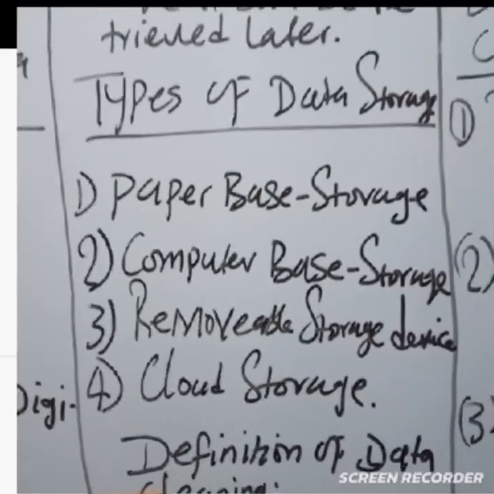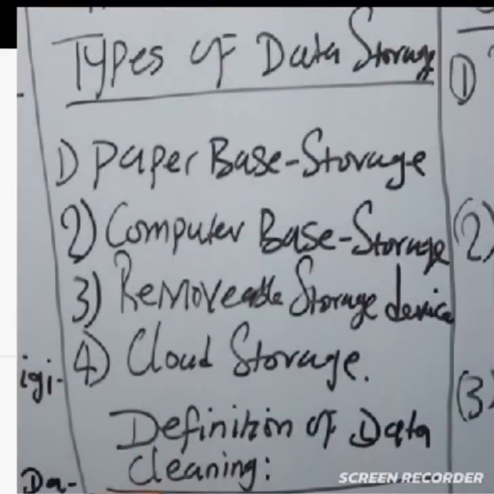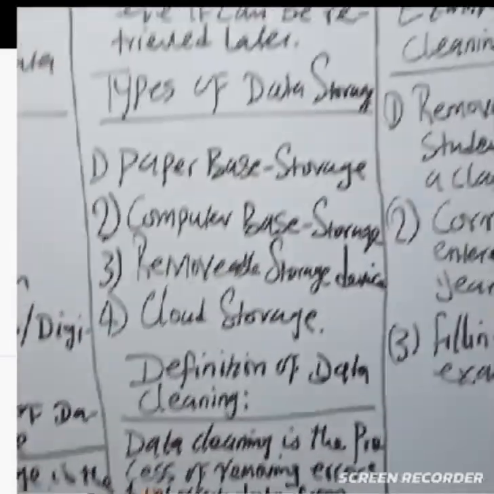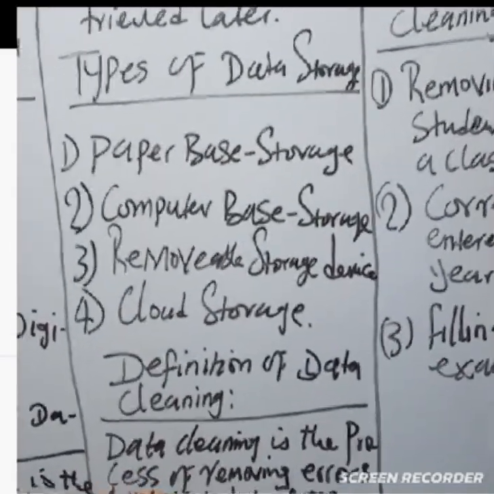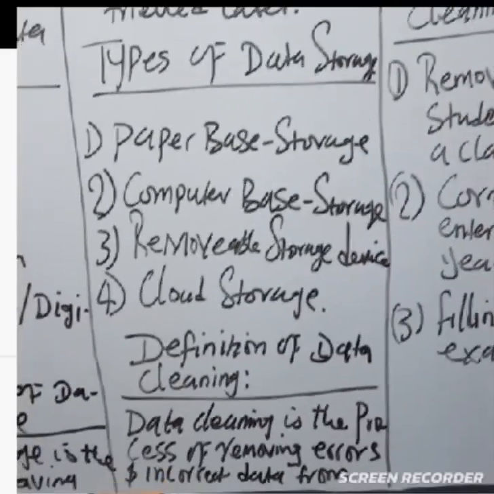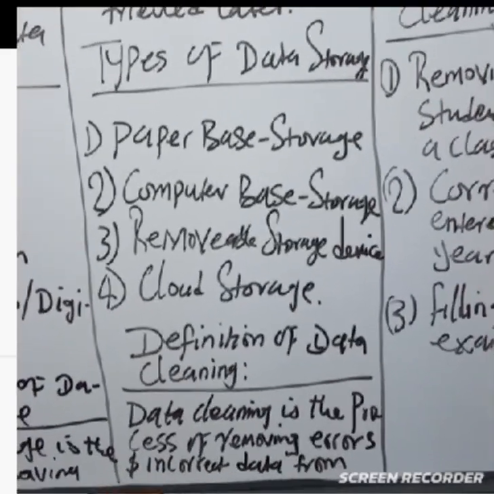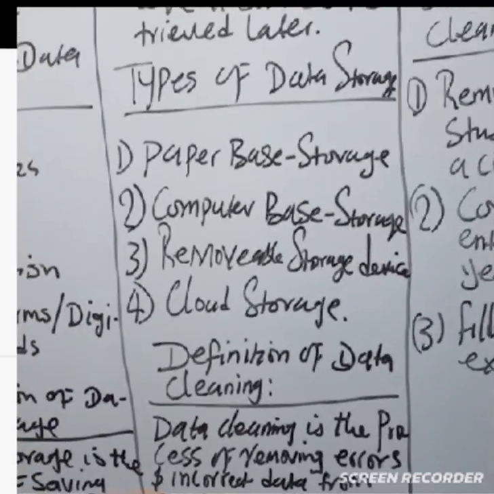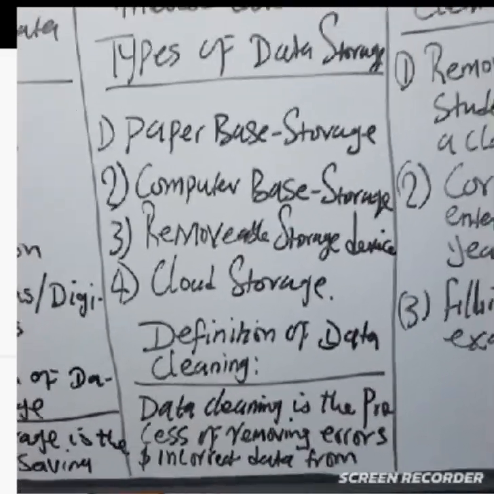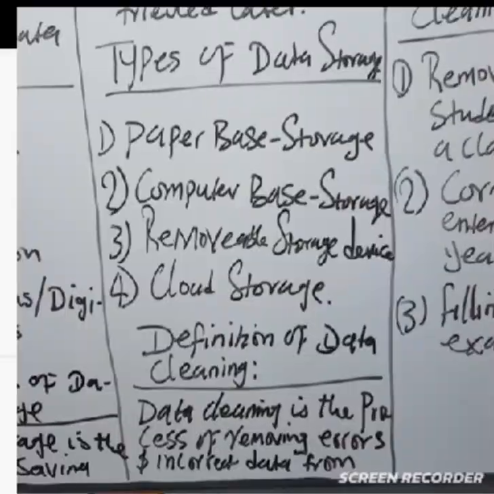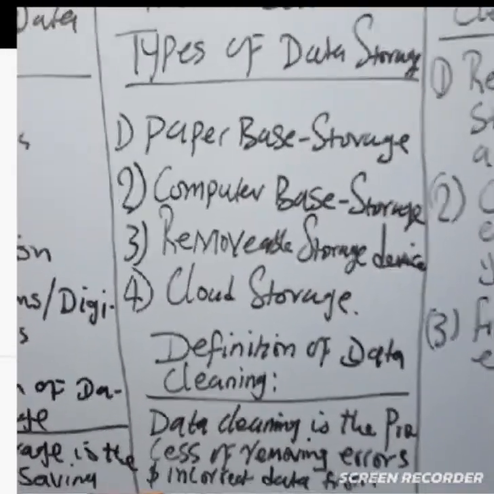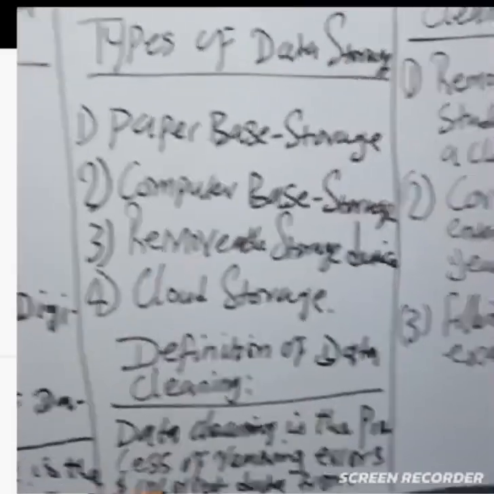Now, types of data storage. Number one, paper-based storage. This involves storing data on paper documents. Examples: student files in cabinets, examination results sheets, hospital patients' cards. Those are the three examples of paper-based storage.